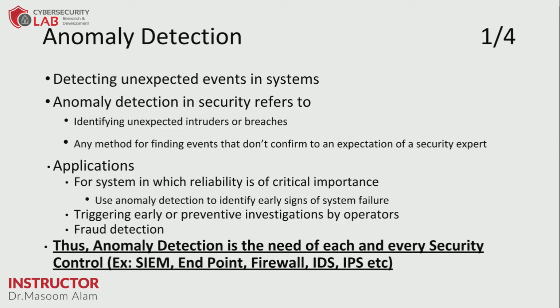Similarly, in endpoint security, when we are detecting the traces of any malicious file or malware, if a file is deviating from the normal pattern, that will be termed as a malicious file. Firewalls are also looking at the network traffic, and IDS and IPS as well. So all of these security controls require anomaly detection because they have to see the pattern of the traffic in the context of the time.